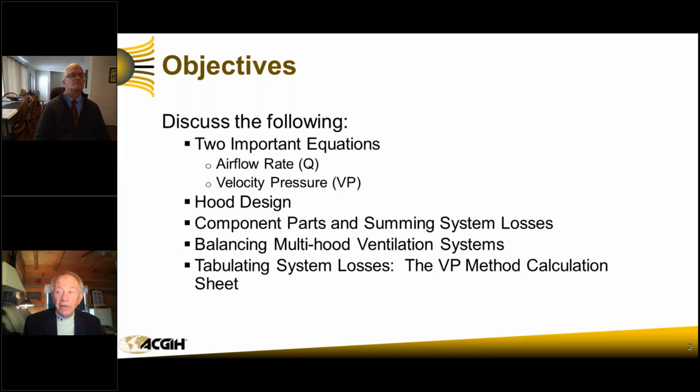It will be on a different, you'll have to start it up as section 3B, and talking about multi-hood ventilation, balancing multi-hood ventilation systems. And then our velocity pressure calculation sheet, which is the easy way for you to sum all the losses and assess the static pressure or resistance in your industrial ventilation system. So let's get started. Two important equations.